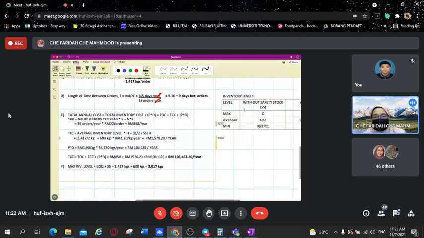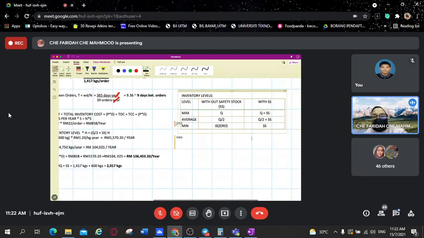Okay. So, kalau ada safety stock, I mentioned to you just now, when we have safety stock, our inventory level untuk average, ni tengok, semua orang buat ni. When you have safety stock, then our average inventory level will be Q over 2 plus SS. So in these questions, we have safety stock. So make sure that you add the safety stock for average inventory level.